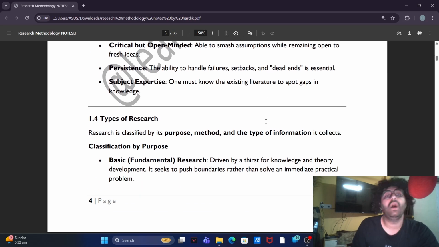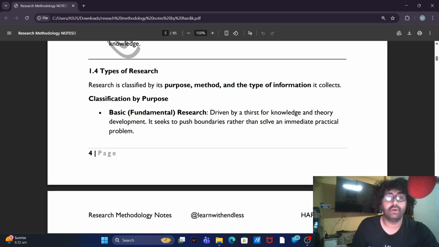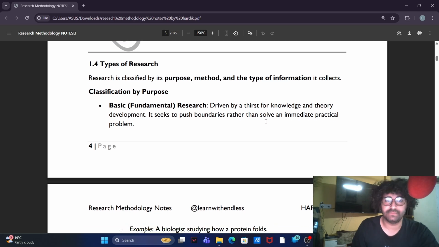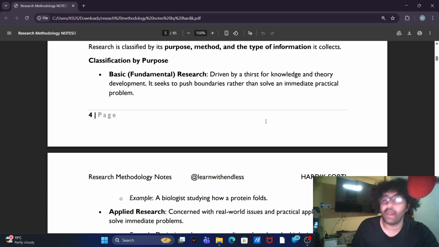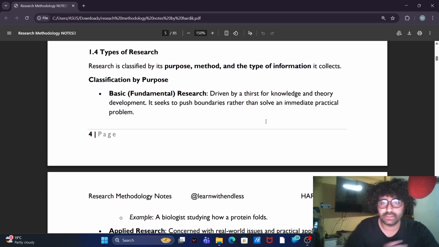Next topic, types of research. Research is classified by its purpose, method, and type of information it collects. Let's discuss these types of classifications one by one. Classification by purpose. It is divided into two parts: basic or fundamental research and applied research. Let's discuss them one by one.